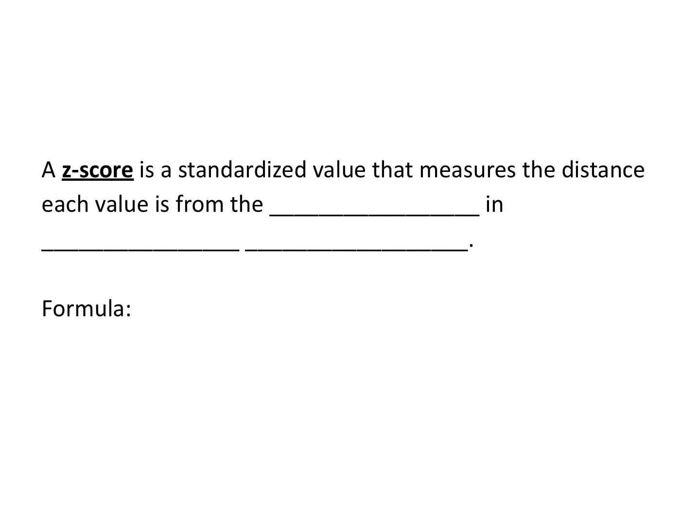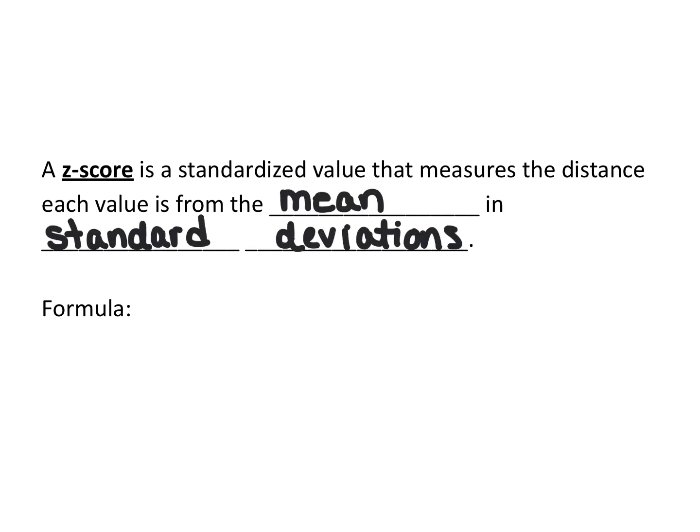In this lesson, we're going to learn how to calculate a z-score and then interpret that z-score. A z-score is a standardized value that measures the distance each value is from the mean in standard deviations. It helps you to compare, like apples and oranges, two completely different data sets. It helps you decide if a value is really unusual.